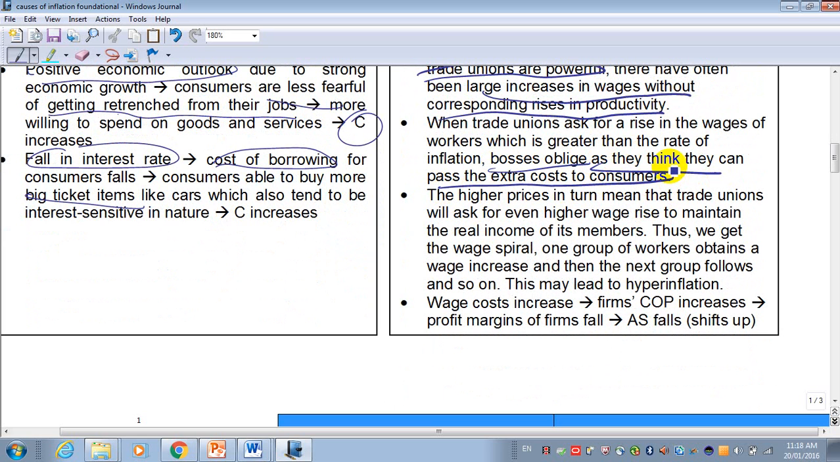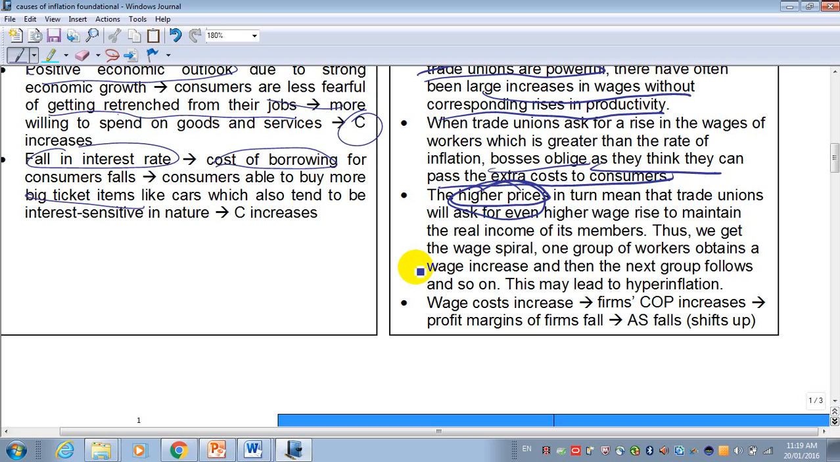So the bosses pass on the higher cost to the consumers, and the consumers will be charged higher prices. But what happens is that when the workers see that there are higher prices in the economy, they may ask the trade unions to increase their wages even further.